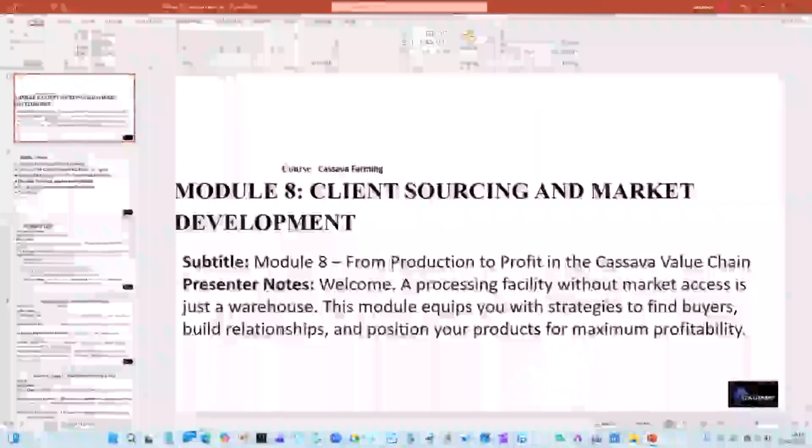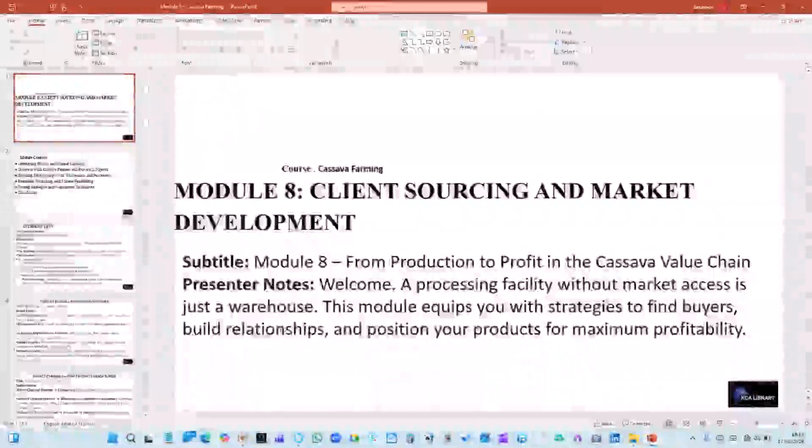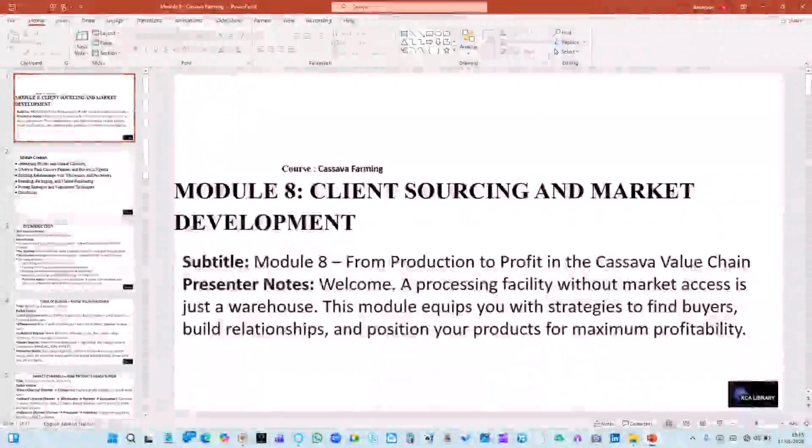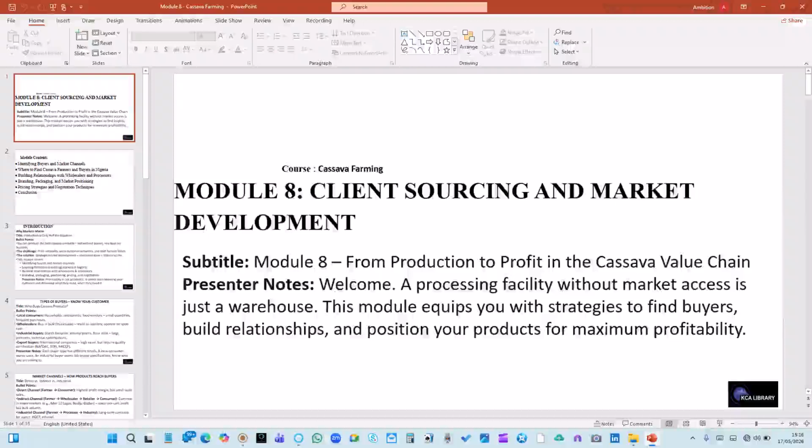Hello and welcome to Module 8 of Cassava Farming. In this module, we shall be looking at client success and market development.